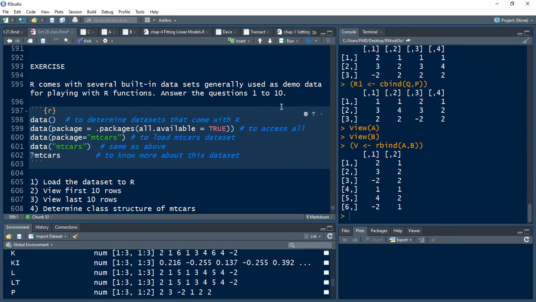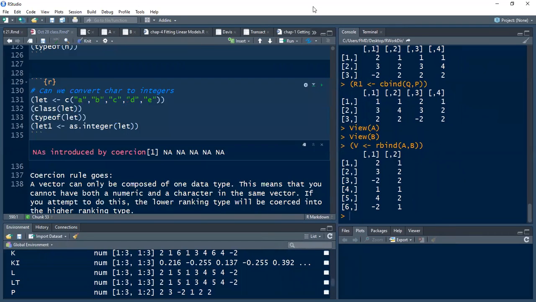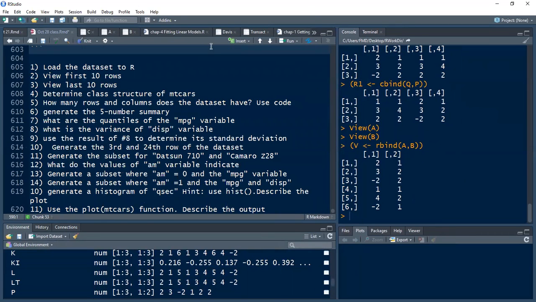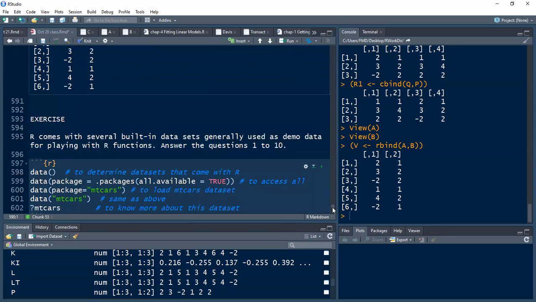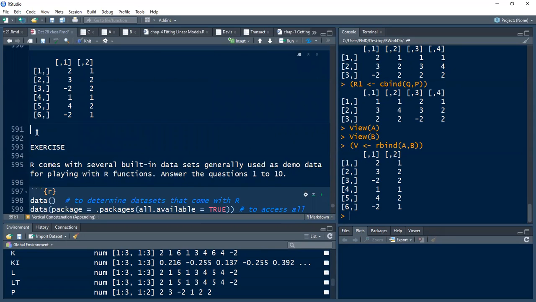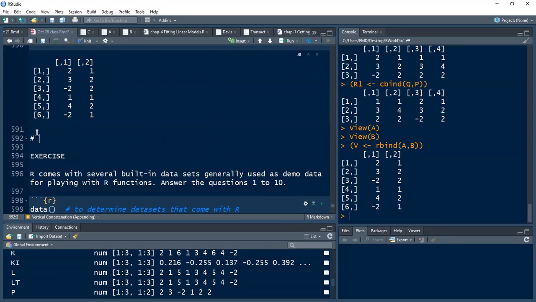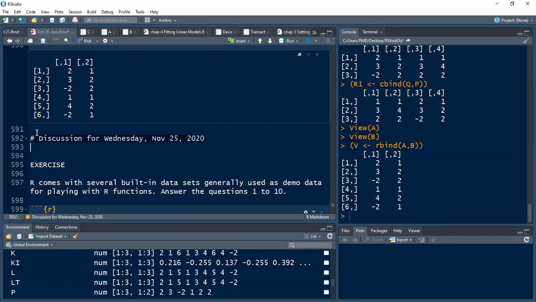Okay, so kindly, let me insert. Before we look at this, we want to put here discussion for Wednesday, November 25. So we're going to start with data visualization.